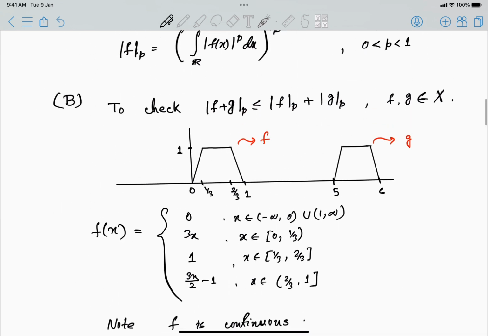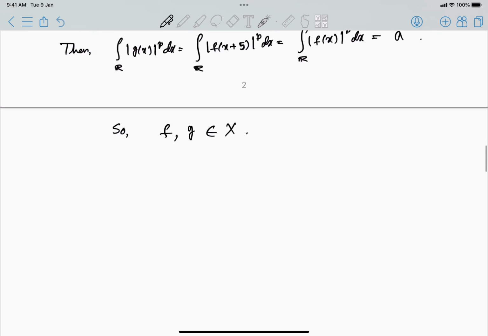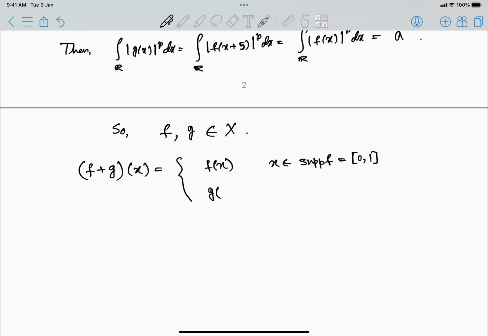Now we have to check this one. So what is f plus g now? Note that this is f plus g. What is f plus g? It is f(x) whenever x belongs to the support of f, meaning 0 to 1. And it is g(x) when x belongs to the support of g, because we have taken disjoint supports so that our calculation will be easier. And otherwise it is 0.